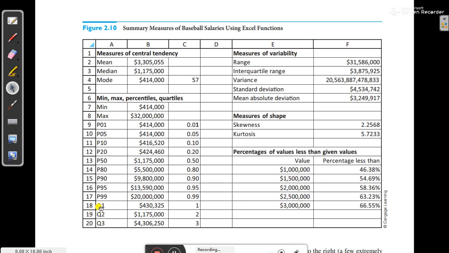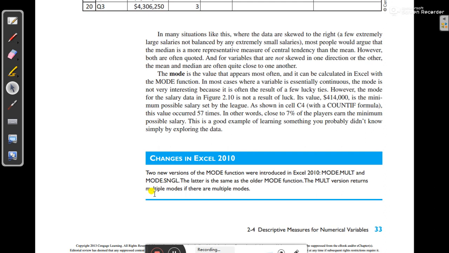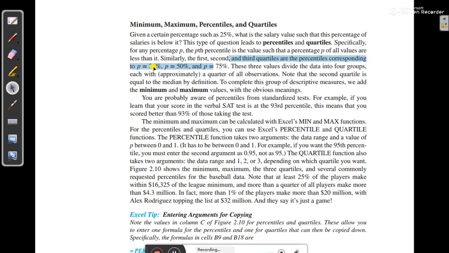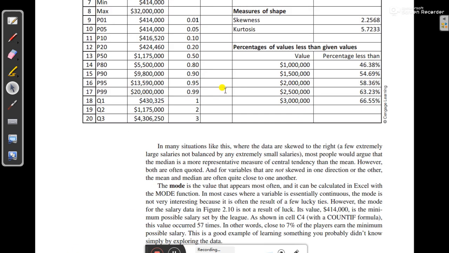So here Q1, Q2, Q3 quartiles. So here you can see quartiles 1, 2, 3. So people having less than 25% salaries is Q1. People getting less than 50% salary is Q2. People having less than 75% salary, that is Q3.